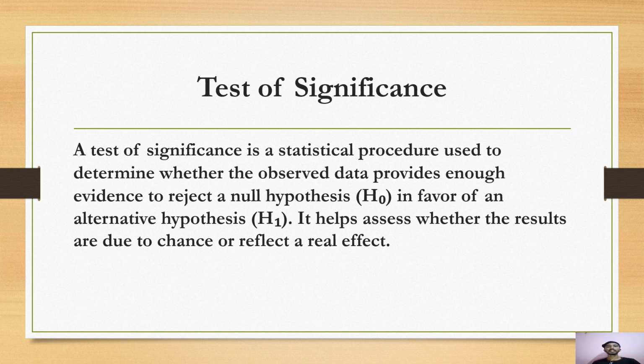The next topic is test of significance. A test of significance is a statistical procedure used to determine whether the observed data provides enough evidence to reject a null hypothesis H0 in favor of an alternative hypothesis H1. It helps assess whether the results are due to chance or reflect a real effect.